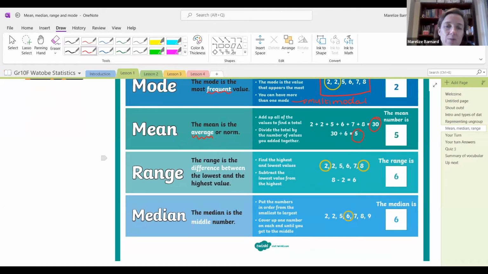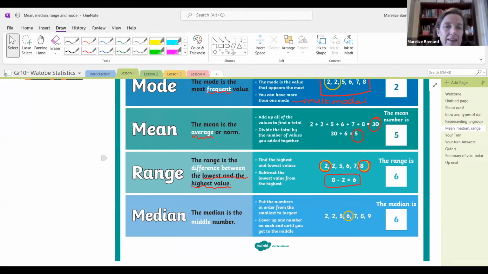So in this example, the mean is 5. Okay, then the next one we're going to look at today is the range. So the range is calculated between the lowest and the highest value. So back to our little data set here with the 2, 2, 5, 6, 7, 8. The range is the 8 minus the 2, that gives me 6. So the range of the data is 6, and we literally just take the highest value minus the lowest value.